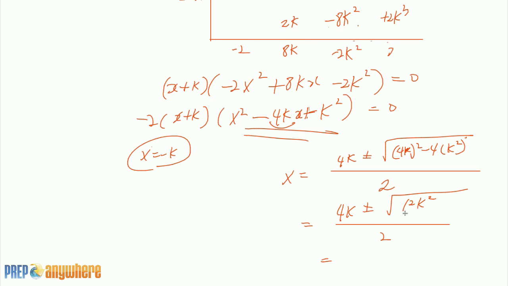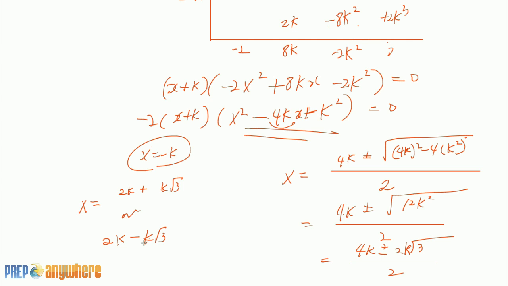So we can factor out 2, right? And get 3k squared. We can actually factor out 3k. So I mean, we can factor out 4k squared to get 2k. So the other two values are 4k plus 2k root 3 over 2, which actually gives you just 2k plus k root 3, or 2k minus k root 3. And you have to show that these three lie all on a straight line.